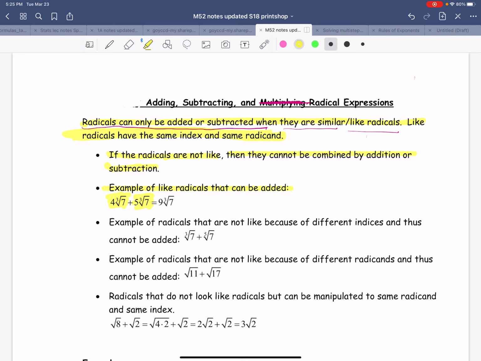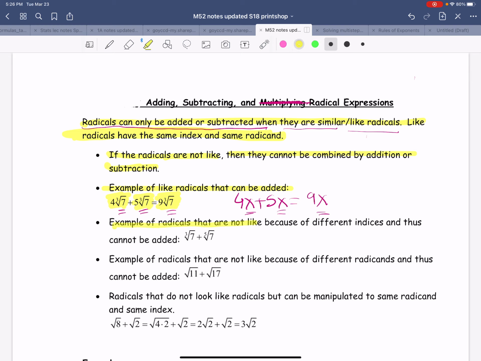When we add the radicals, we leave the radical alone and just add or subtract the coefficients, the numbers in the front. So 4 cube root of 7 plus 5 cube root of 7 will turn out to be 9 cube root of 7. Think of a radical like a variable x. If you had 4x plus 5x, that would equal 9x. In the same way, you don't change the radical, leave the radical alone, just combine the numbers in the front.